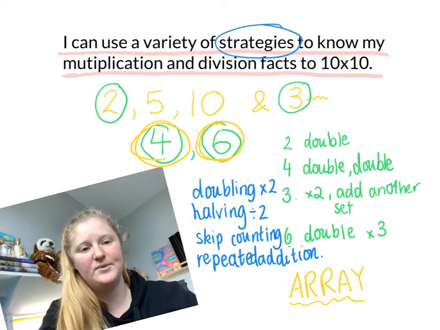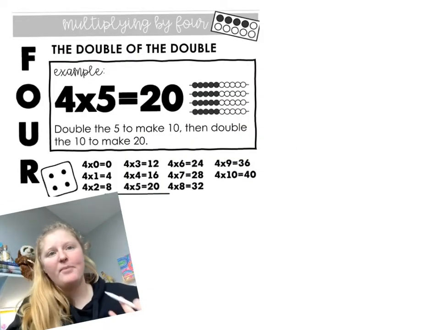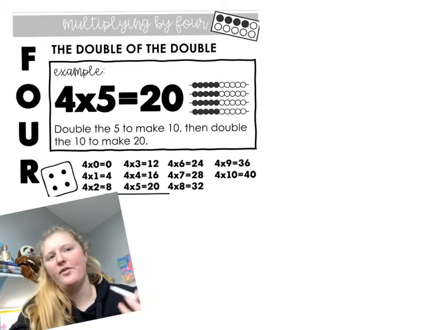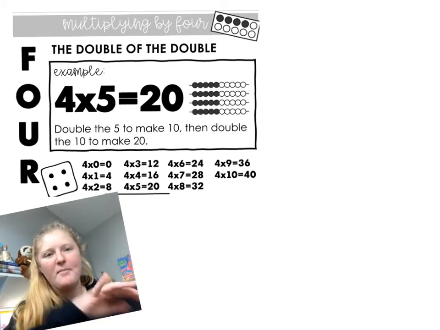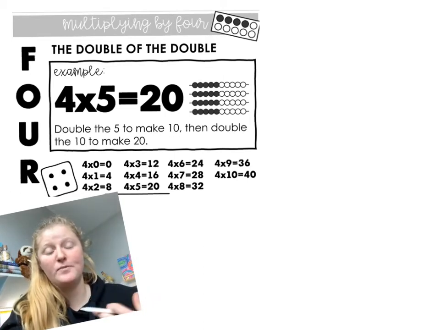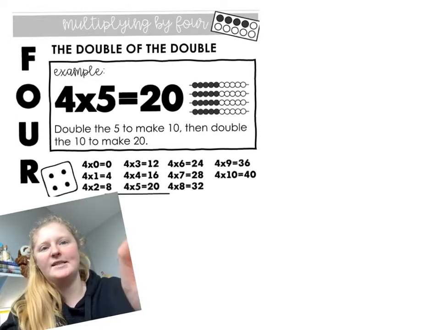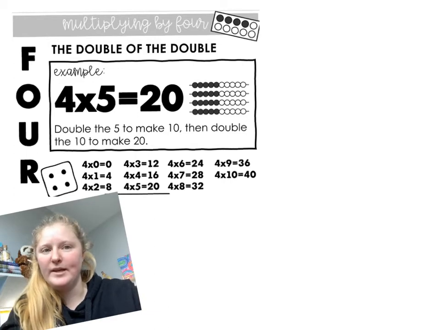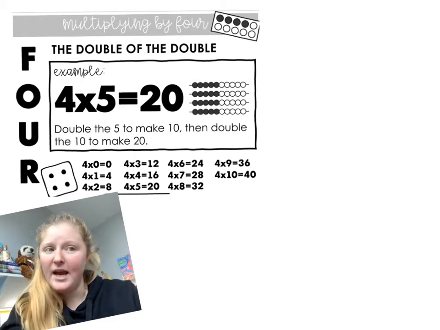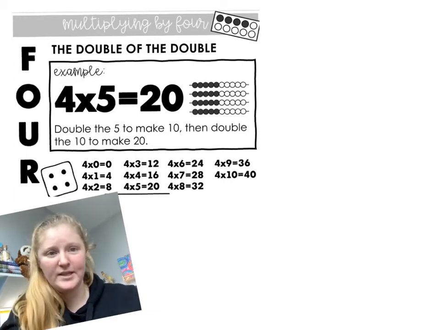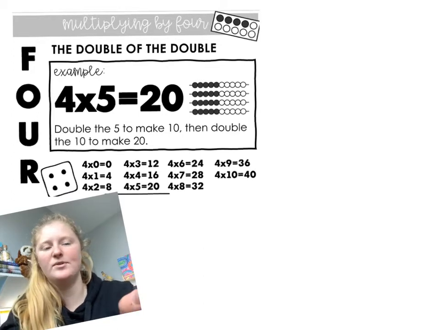And we're going to use arrays to work out and be more proficient at our 4 and our 6 times tables. So here I've got a poster and it says multiplying by 4, the double of the double. So we know that multiplying something by 4 means we need to multiply it by 2 and then double it again. So here it has an example, 4 times 5 equals 20. So double the 5 to make 10 and then double the 10 to make 20. And here it's got lots of examples of our 4 times tables as we go.